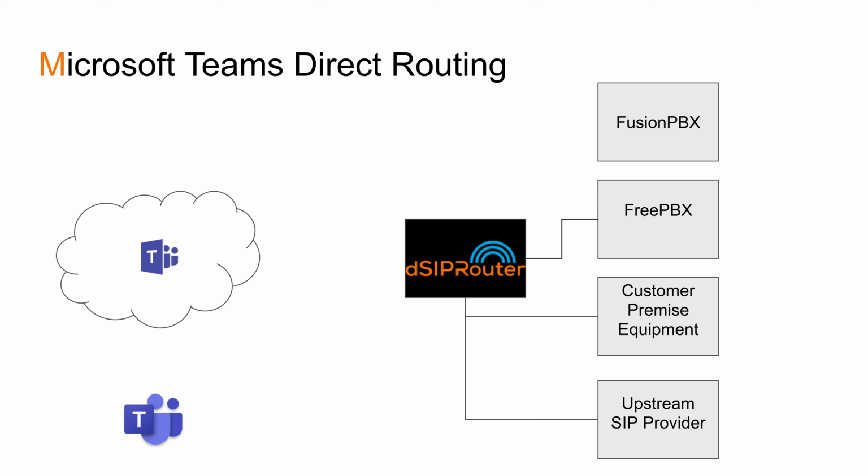The flow is going to be, and we're going to be focused on outbound calls from Teams. So for my Teams client, I'm going to hit the Teams cloud infrastructure, and then from there, we are going to focus on making sure that Teams can communicate with dSIPRouter, and we've made it pretty simple and pretty easy to do. And then we're going to configure dSIPRouter to route the call out to FusionPBX. So that's our goal for the day. So let's go ahead and get started.